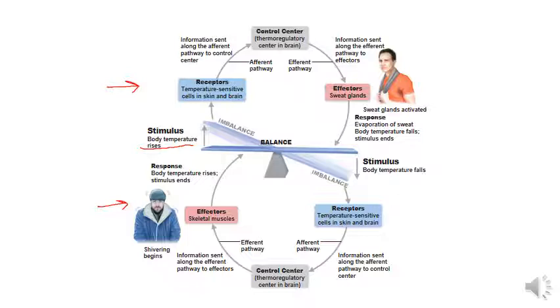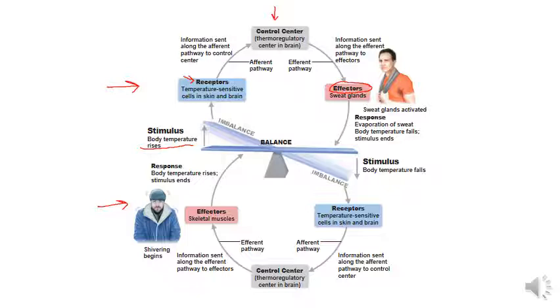Receptors are the ones that pick up the information. So here, in this example, it's these cells in the skin and the brain. Then the receptors send the information to the control center. In this example, it's the brain. So the brain is deciding what to do. Okay, now that it knows of the problem. Then the control center sends the information or command to the effectors. So the effectors are the ones that are actually doing the work. So now the effectors, in this case the sweat glands, are activated by the control center. So then when we sweat, the body temperature falls.